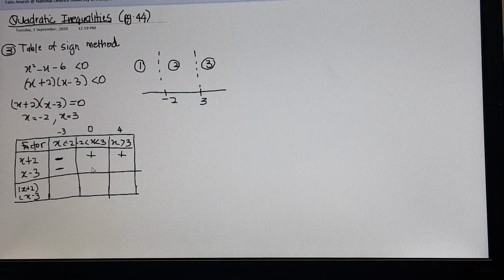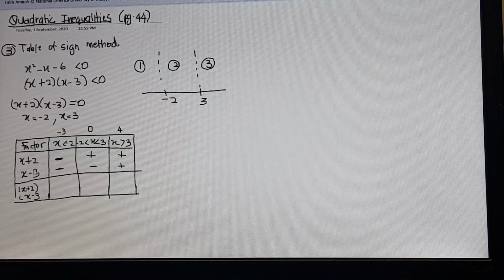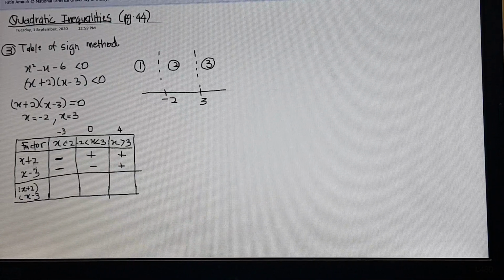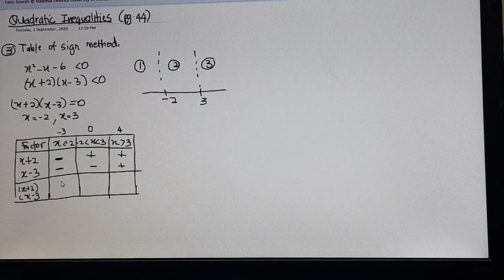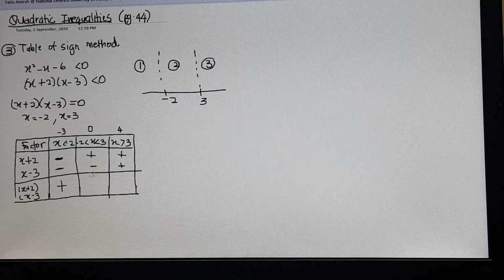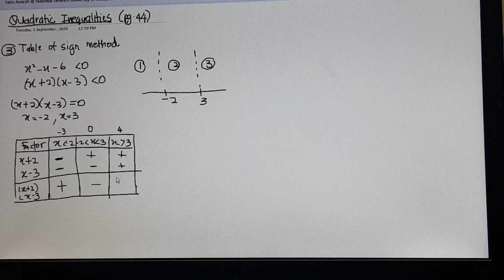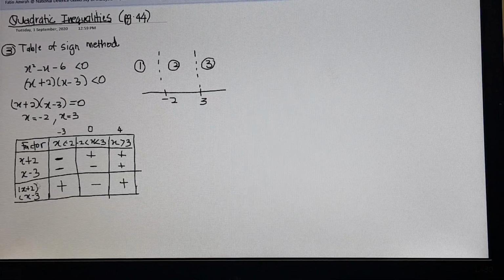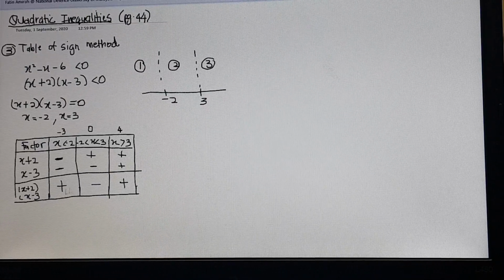How about the second part? 0 inserted into x minus 3, you will get negative, again negative, and then this one is positive. Now you multiply the two factors together, x plus 2 times x minus 3. So you will have here positive, negative, and positive. So this is the end result. Which one do you want to choose?